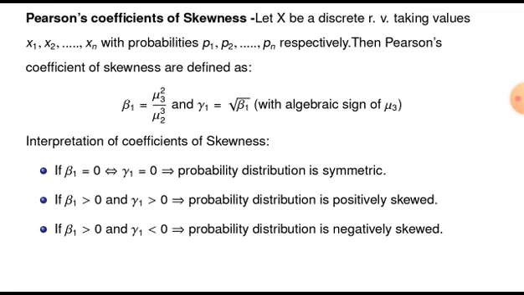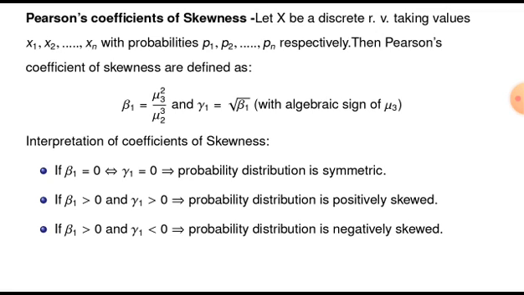Since we are taking square of mu 3, it will always be a positive quantity. Mu 2 itself is always positive, so cube of any positive quantity is always a positive quantity. Therefore, in beta 1, both numerator and denominator are always positive. So the value of beta 1 will always be a non-negative quantity. It will never be a negative number.